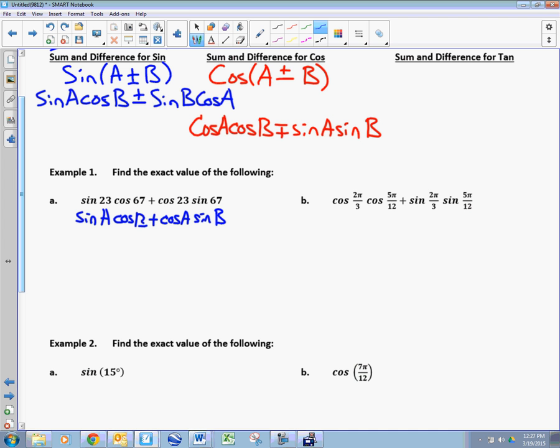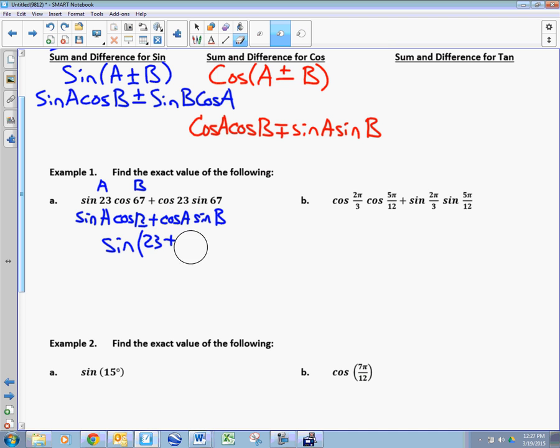What is angle A in this scenario? 23. What is angle B in this scenario? 67. So you can see that by our formula up above, we know that this simplifies. It simplifies to the sine of 23 plus 67. It's the sine of A plus B.